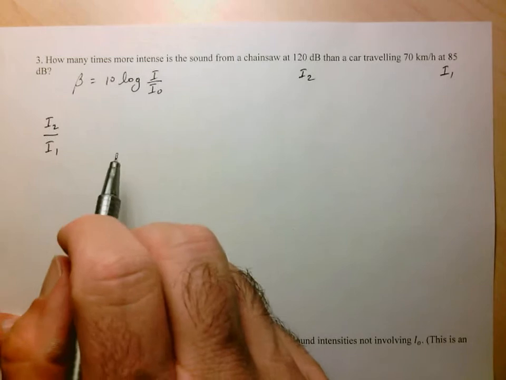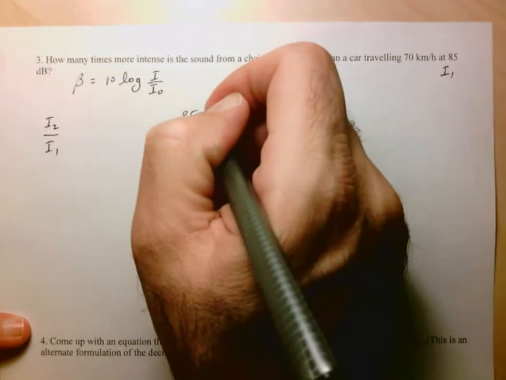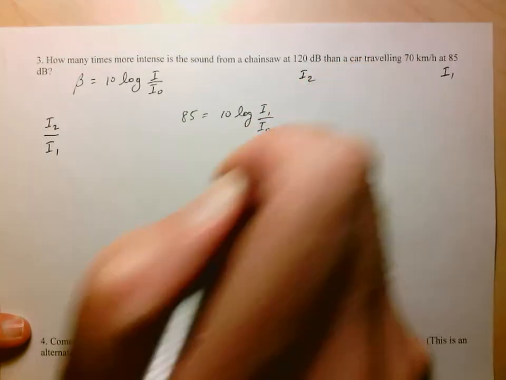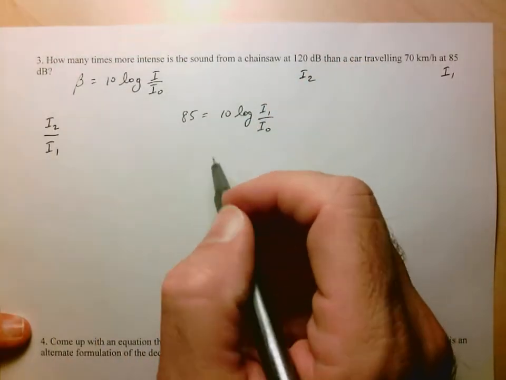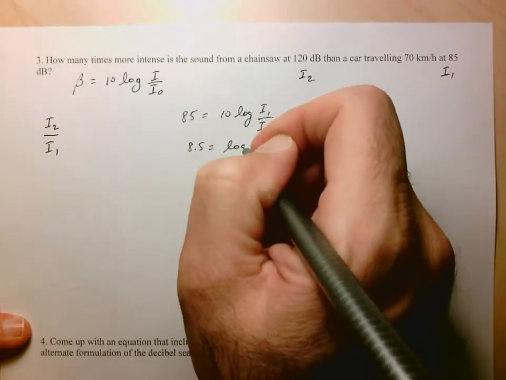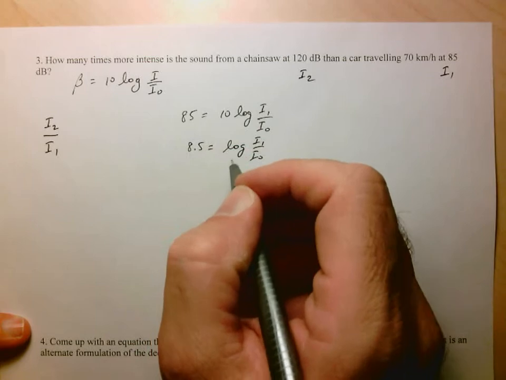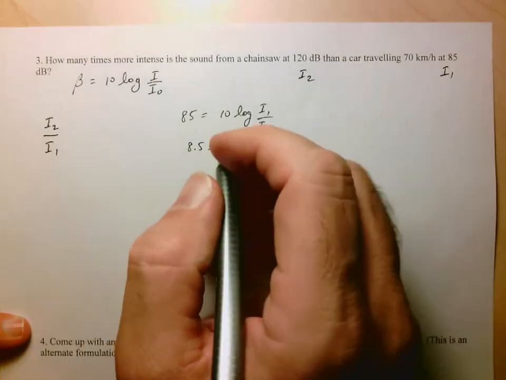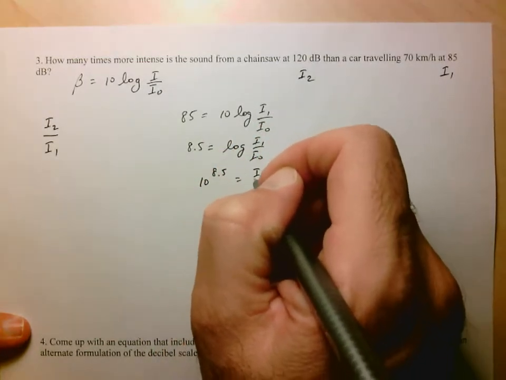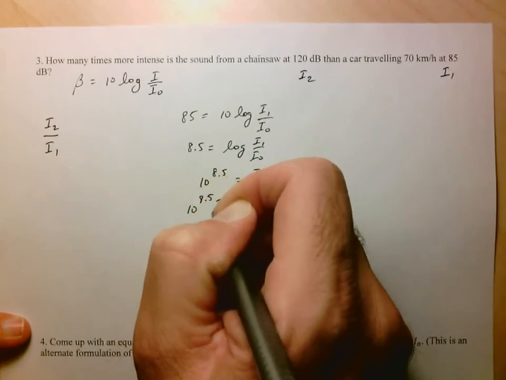So let's start with the first scenario. We have 85 decibels for the car is equal to 10 log of, and I'll call this I1, over I naught. And as we did before, we can now just solve for I1. So 85 divided by 10 is 8.5, so 8.5 equals log of I1 over I naught. Now that we have it in the form that we'd like, which is a logarithm equal to a number, we can turn this into exponential form. So 10 to the 8.5 is equal to I1 over I naught, and so I1 can be written as 10 to the 8.5 times I naught.